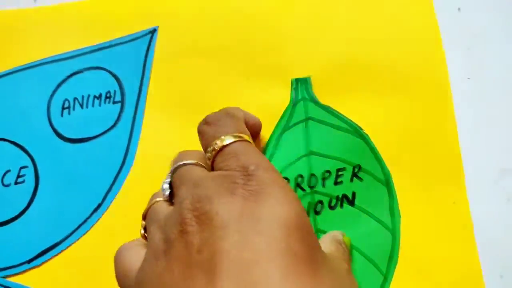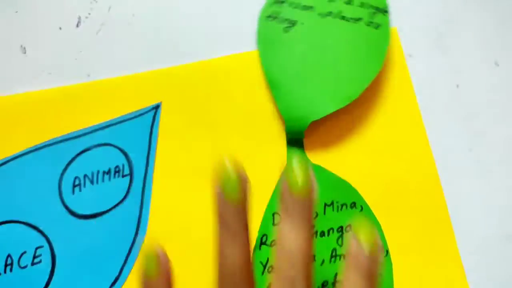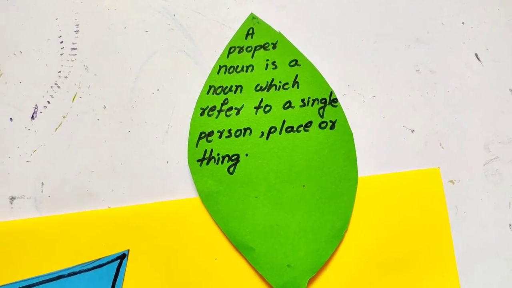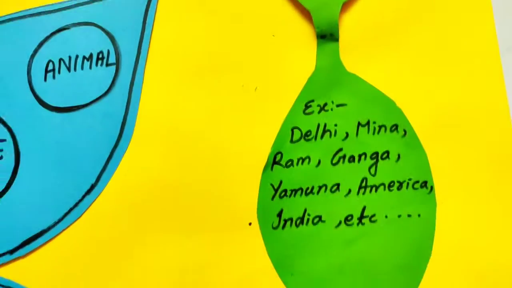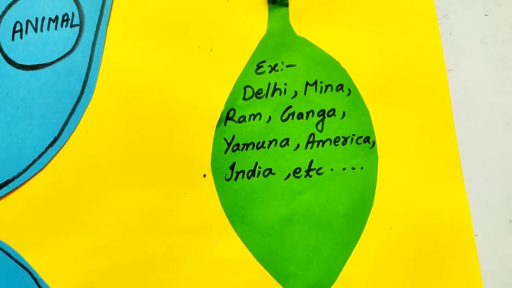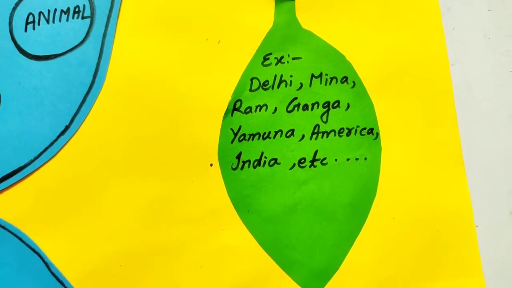Then proper noun. A proper noun is a noun which refers to a single person, place or thing. For example, Delhi, Meena, Ram, Ganga, Yamuna, America, India, etc.